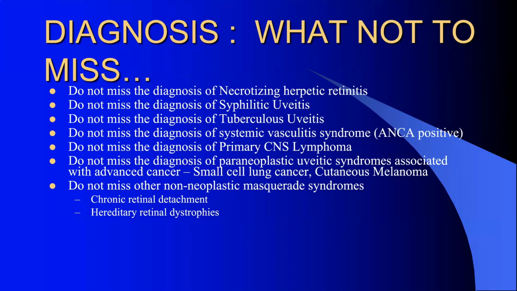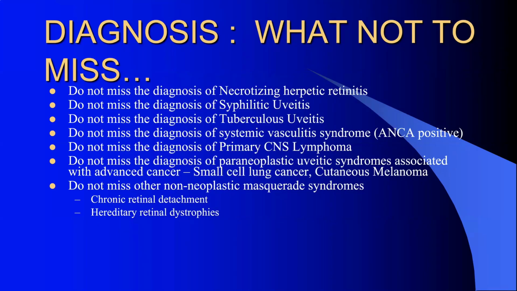You don't want to miss the diagnosis of systemic vasculitides, like that patient with the necrotizing scleritis that I showed you, because those patients have a very significant increase in mortality, not just morbidity, when the disease process is not treated. You don't want to miss primary CNS lymphoma, which is a masquerade syndrome for uveitis, because that can kill somebody very quickly if you miss that diagnosis. And you don't want to miss other things like cancers that may masquerade as inflammation, or inflammatory paraneoplastic syndromes.